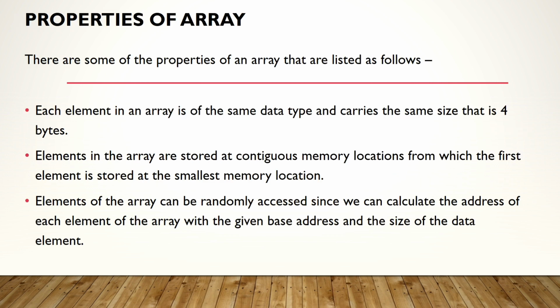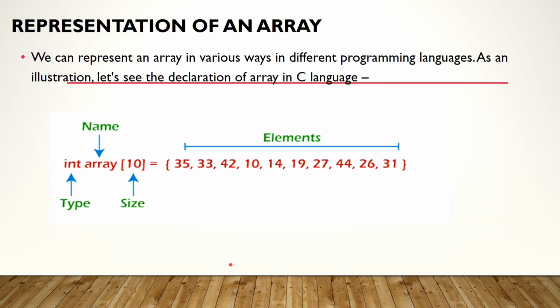So, next is properties of array. Here are some of the properties of an array that are listed as follows. Each element in an array is of the same data type and carries the same size, that is 4 bytes. Elements in the array are stored at contiguous memory locations, from which the first element is stored at the smallest memory location. The third point is elements of the array can be randomly accessed, since we can calculate the address of each element of the array with the given base address and the size of the data element.